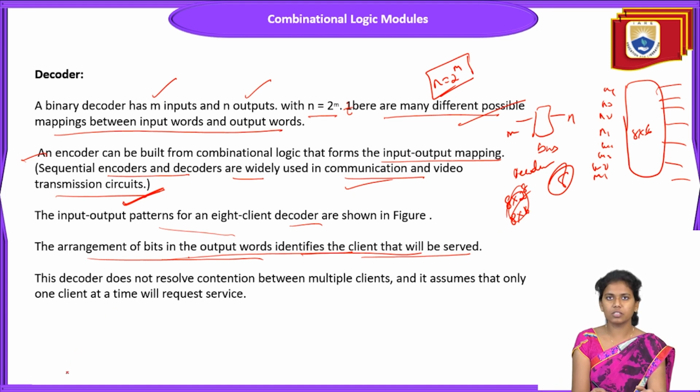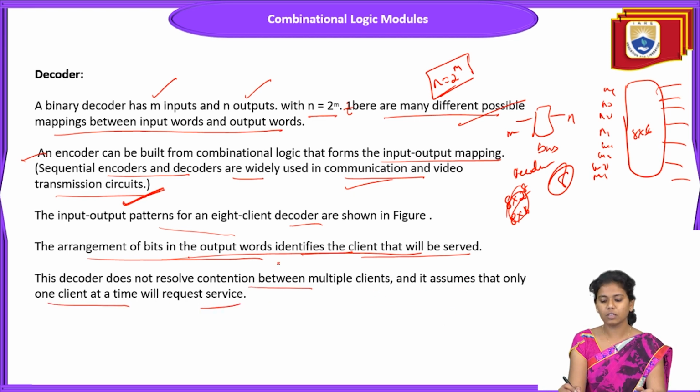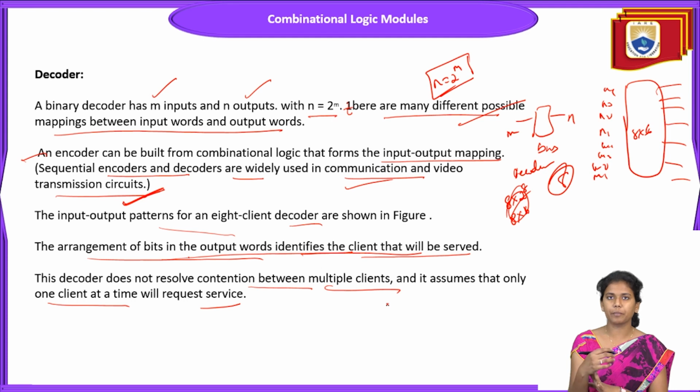Next, the decoder does not resolve contention between multiple clients, as it assumes that only one client at a time will request service. So this decoder cannot give information to multiple clients at a time, but it can serve one client at a time. One client can send a request or accept the acknowledge from it, but not multiple clients. One request would be sent and an acknowledge will be sent to the source, but not to many clients.